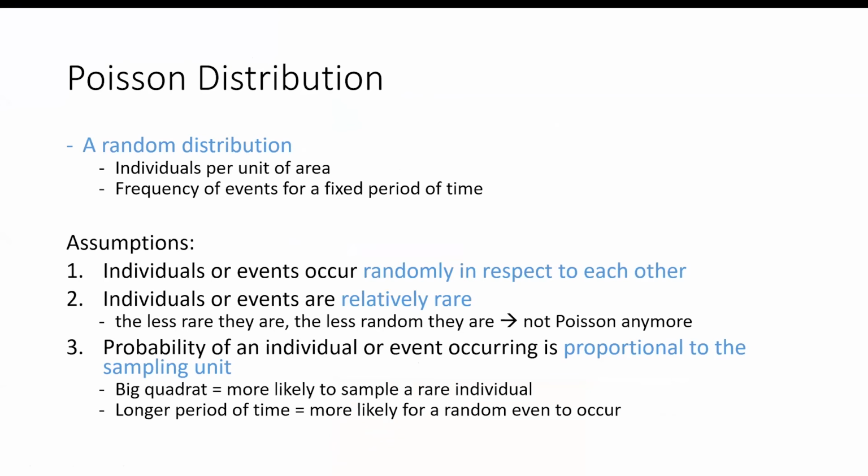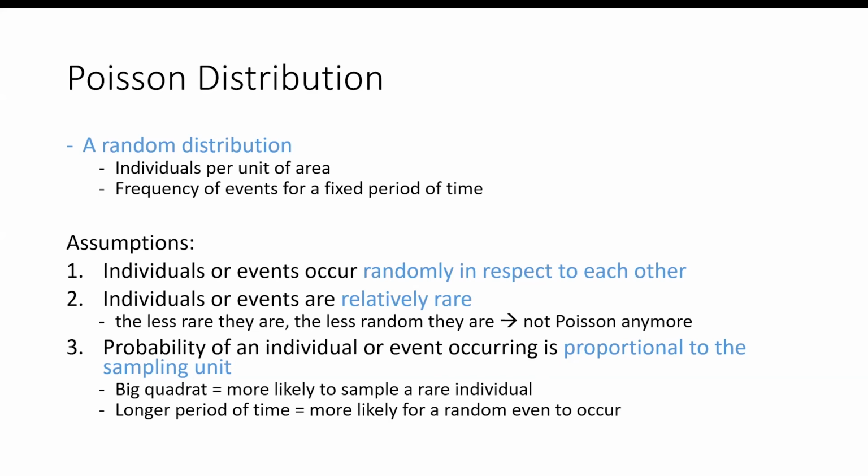For the Poisson distribution, this is for a random distribution. So while binomial is essentially a normal distribution but discrete, Poisson expects that there is a random distribution of either individuals per unit of area or a frequency of an event for a fixed period of time. So individuals per unit area would be like the number of birds in a kilometer squared. For frequency of events for a fixed period of time, that would be like the number of birds flying overhead in an hour.